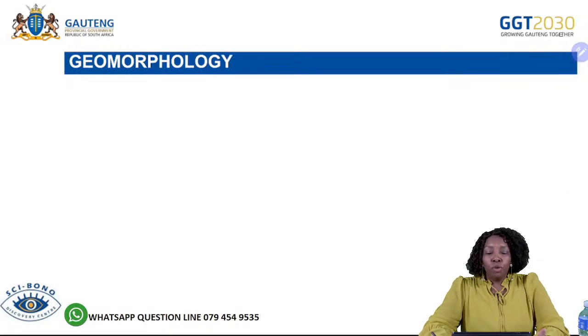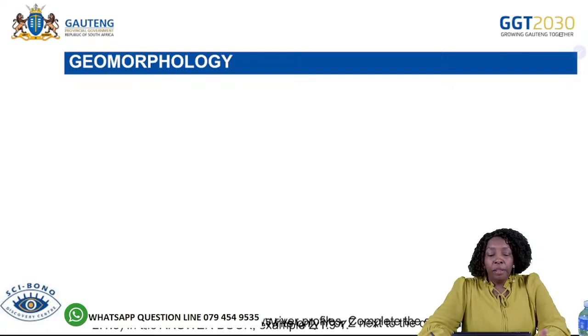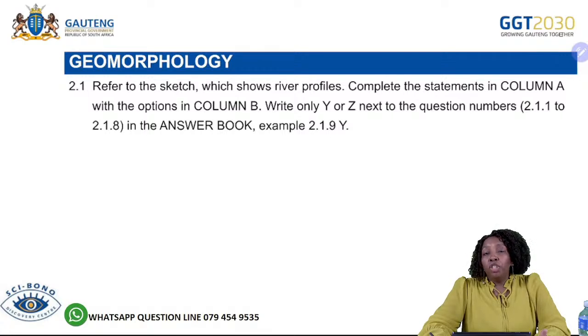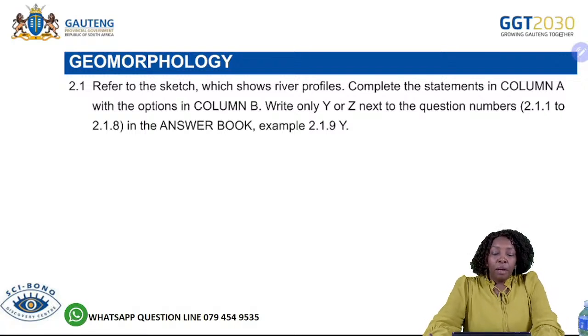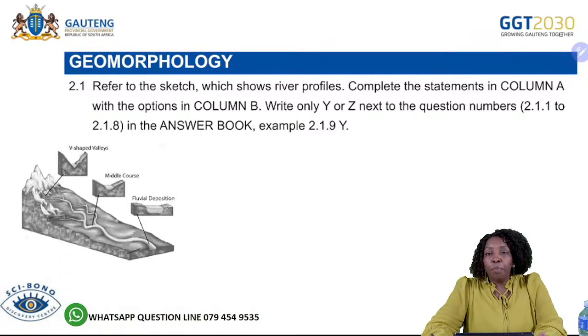Right, I am going to look at the section on geomorphology, which is question 2 of your paper 1. I've got a question up already for you, which says, refer to the sketch which shows the river profiles. Complete the statement in column A with the options in column B. Write only Y or Z next to the question number.